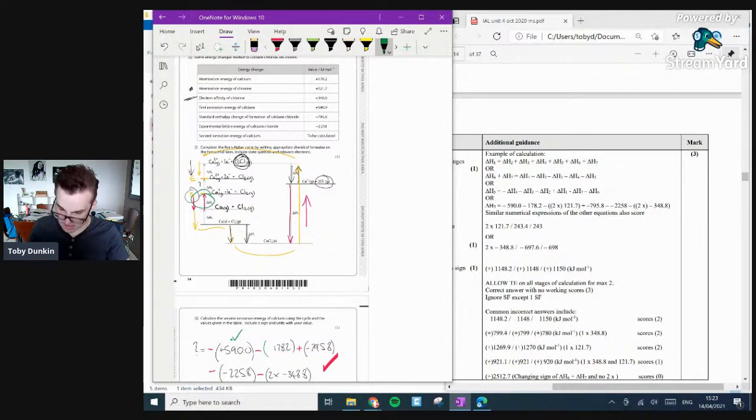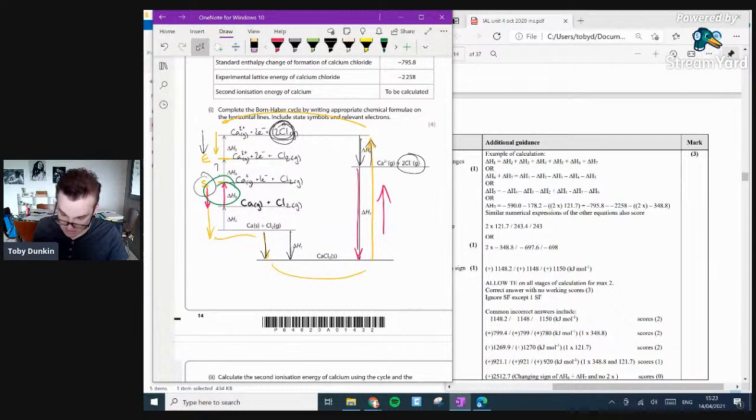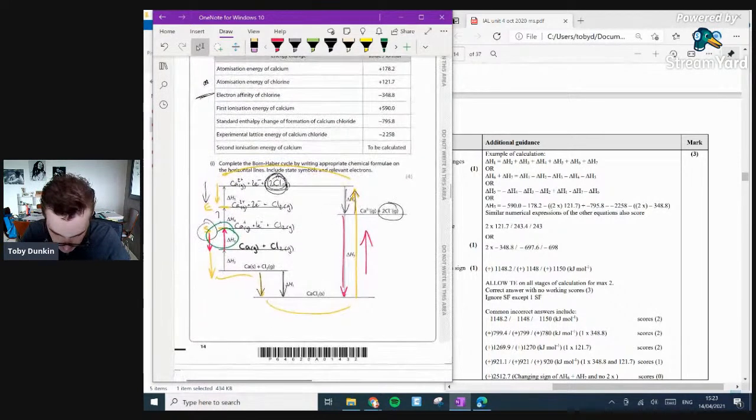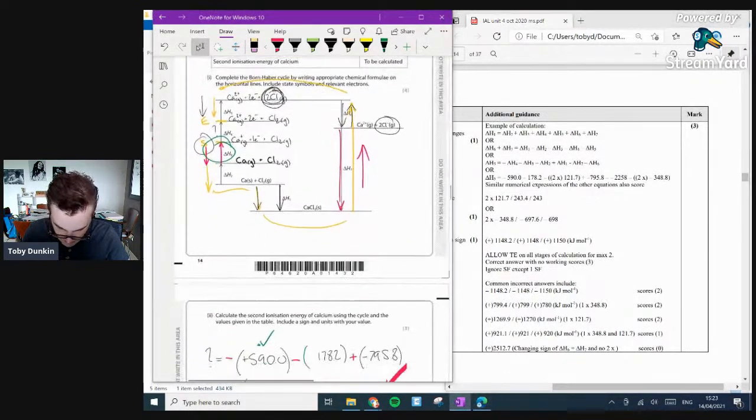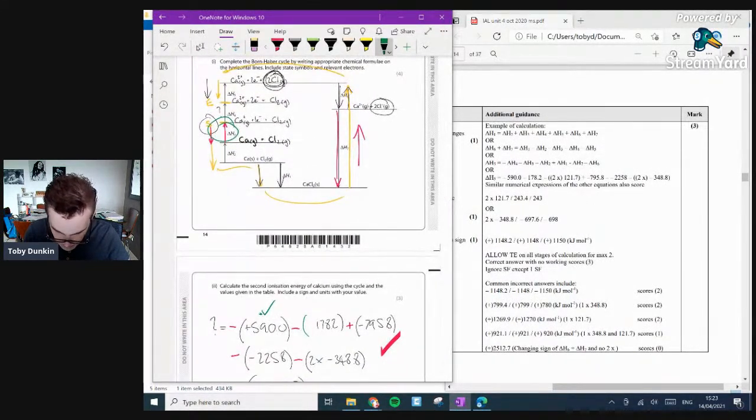I've made a mistake here somewhere, and it's hard to identify what I've done. Born-Haber cycles are one of my best things as well. I don't like it. What have I done? I never make a mistake on these. The first ionization energy goes up, but we're moving in the other direction. So it's against me. So it's minus a plus, which is a minus. Yes, which is what they're saying. That's okay. That one's good.